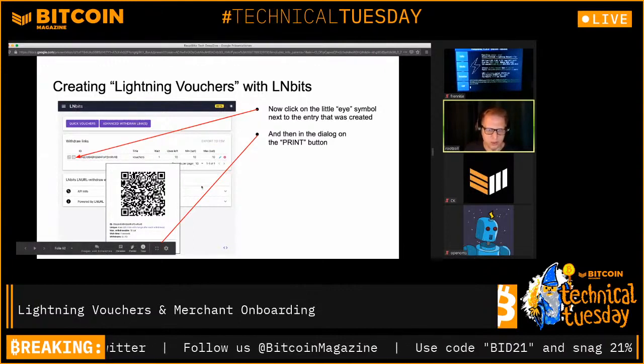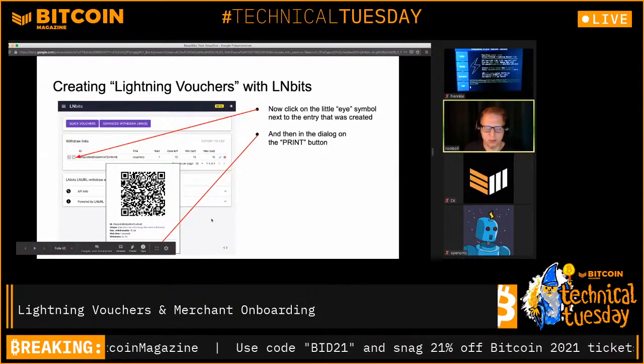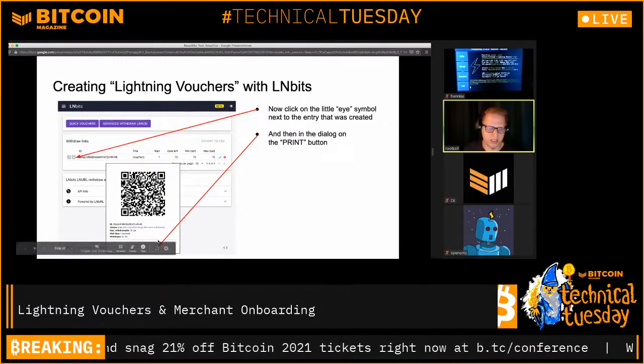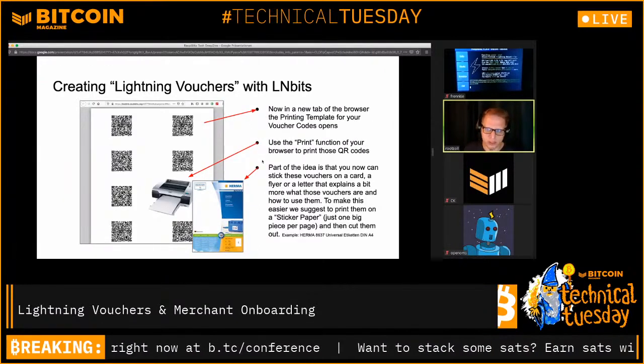On this dialog, now you can't see it because there's something before it, but there's a little printer symbol. Because this is what we want to do, we want to print those codes out, right? So here it is. I press this printer button over there, and then it opens a new tab.